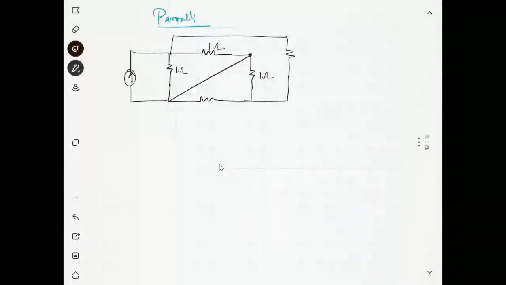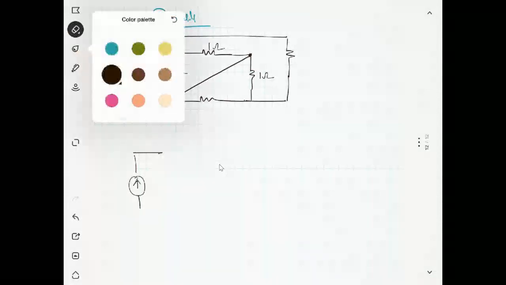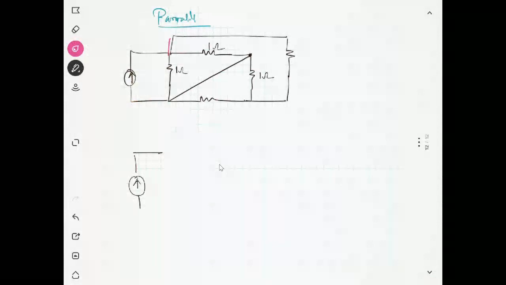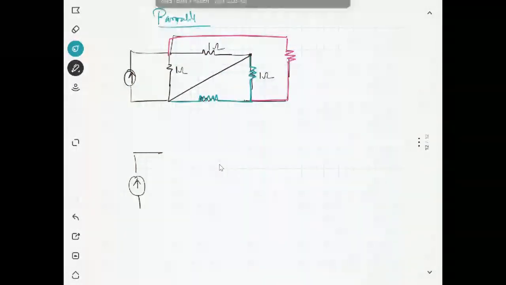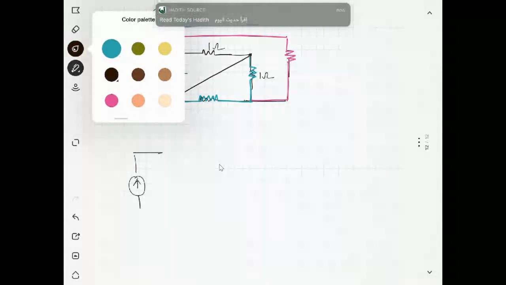Now I will redraw the circuit in another way. I will use a different color here. This part I will use red color, and I will use another color here. Then it will be very clear to you. And this is a short circuit.